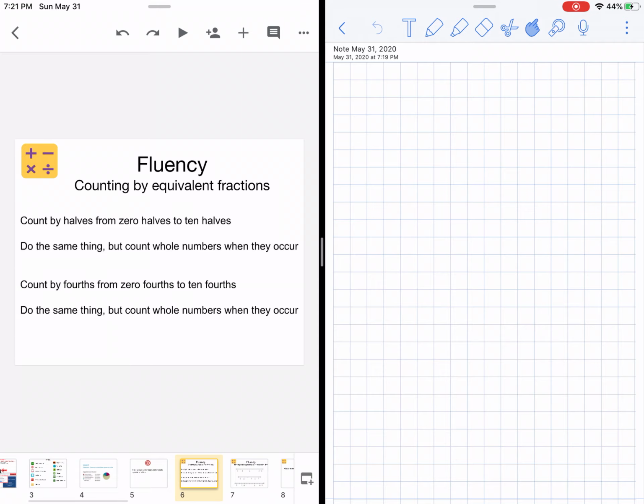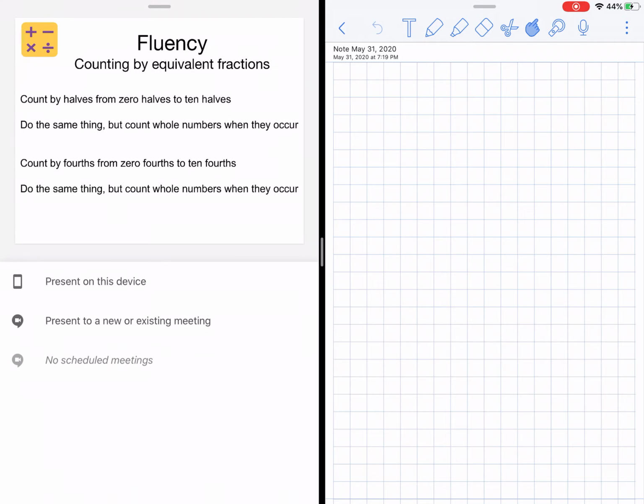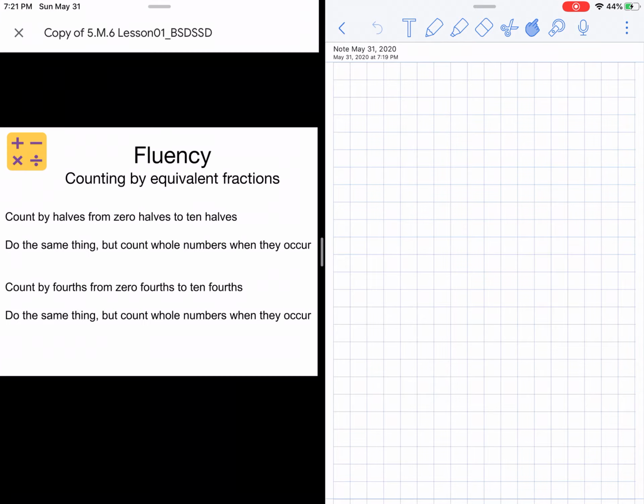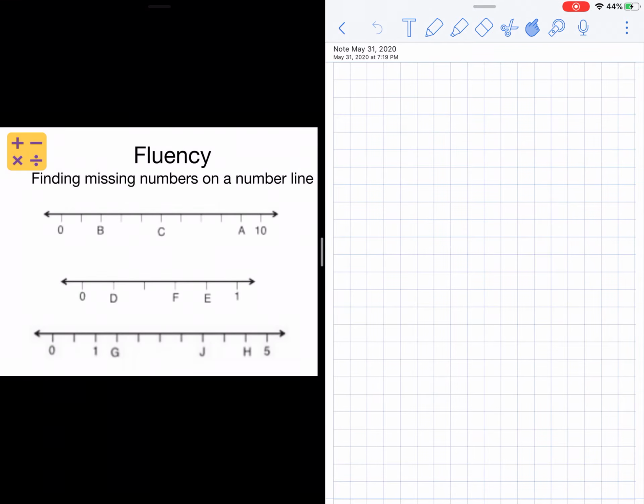If you want to do your fluency practice today, go ahead and pause the video and do this fluency practice. Okay, find the missing numbers on this number line. The missing numbers are the letters, so you want to find those.